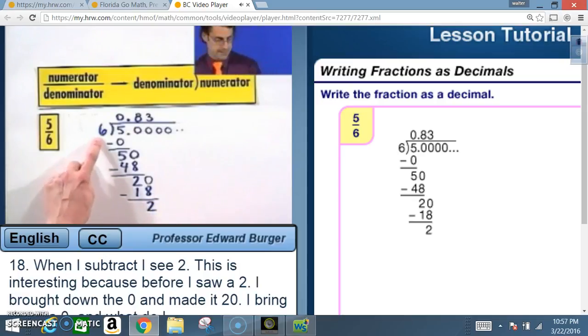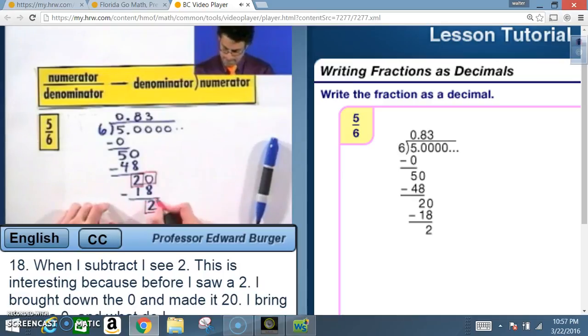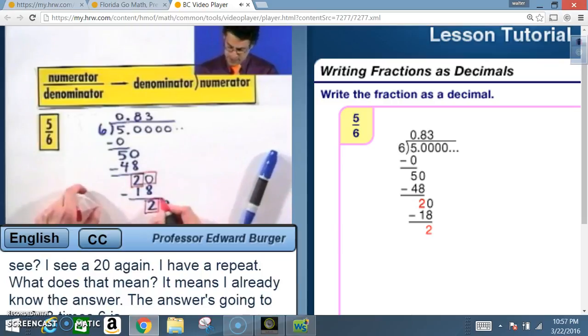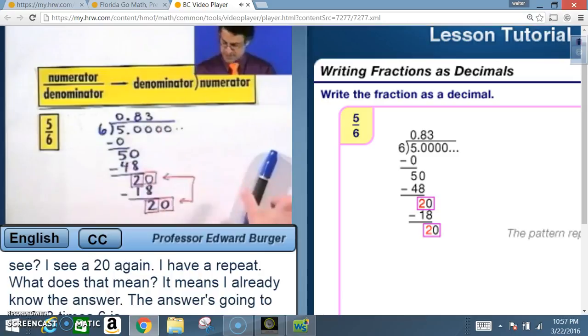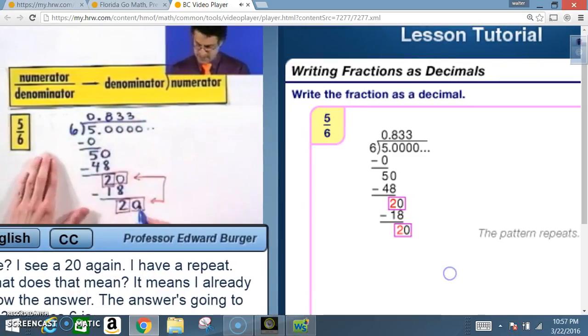Now this is very interesting, because remember, before I saw 2, I brought down the 0, made it a 20. Now I see a 2 again. I bring down a 0, and what do I see? I see a 20 again. I have a repeat. What does that mean? It means I already know the answer. The answer is going to be 3. And 3 times 6 is 18.